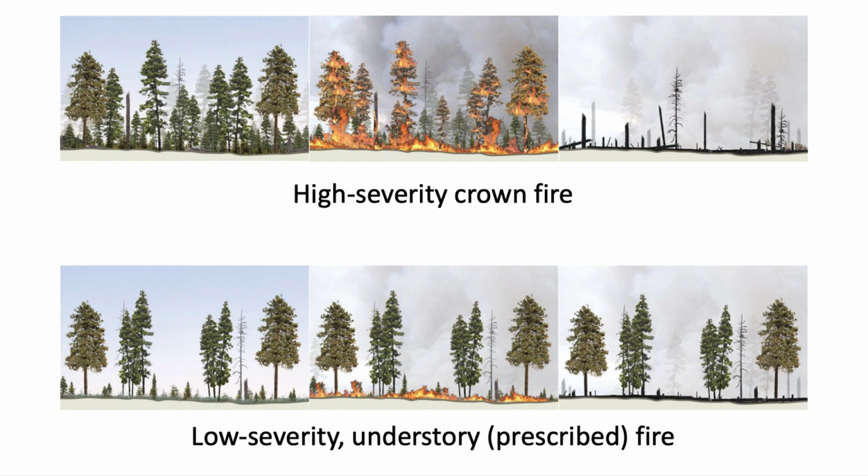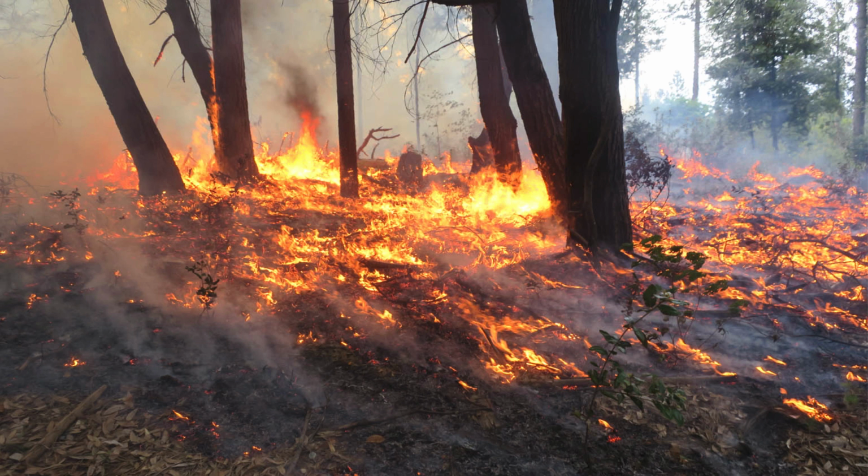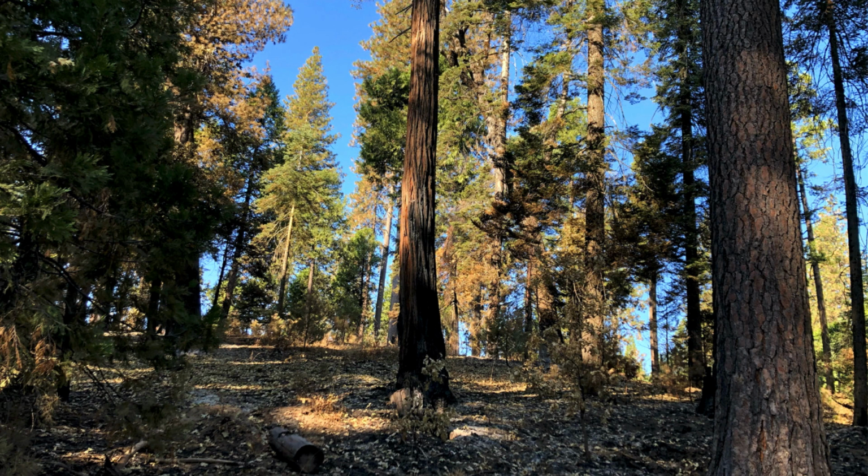In the high severity panel on top, death is widespread across both the overstory and understory. In contrast, in the low severity or prescribed fire panel, widespread death is limited to the understory plants. Now, the change you see following a low severity understory fire lies principally in the age structure and relative proportions of the plant species that are already there. You don't see much of a change in the plant types that are present.